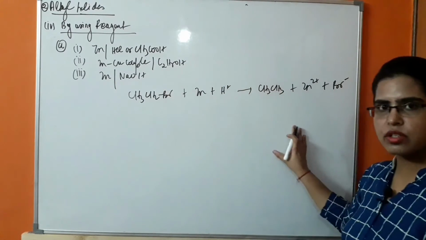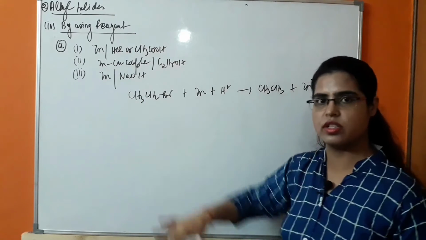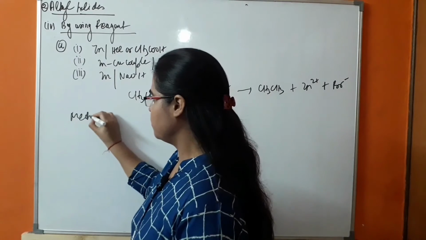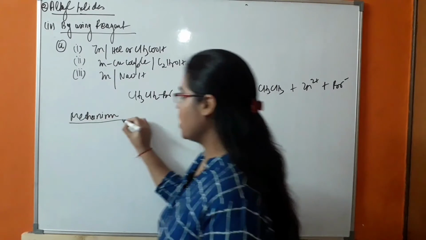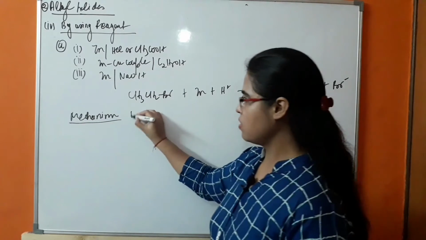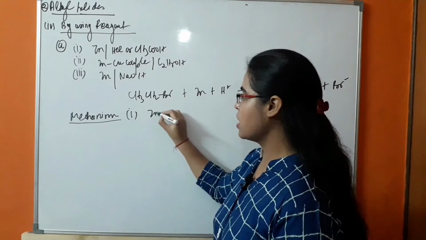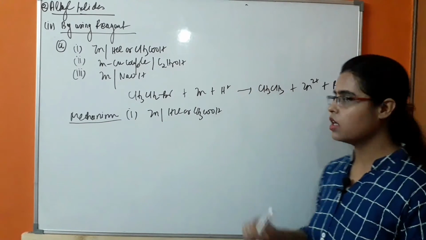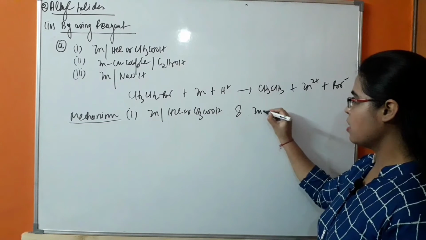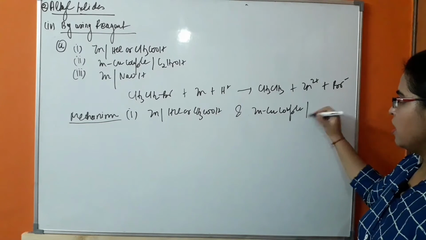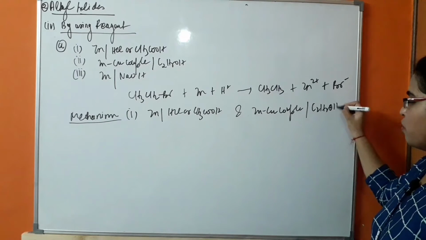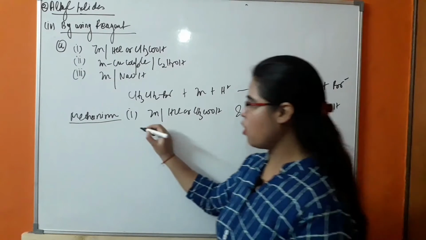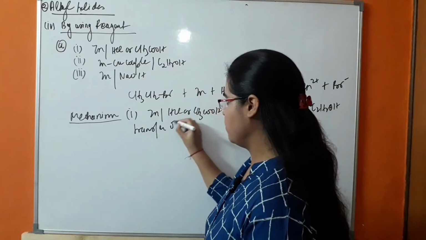So this is a general reaction which is represented by all these three reagents. But what will be the mechanism behind this general reaction? So the mechanism given by these reagents, in the first case, when the reagent, that is zinc in the presence of HCl or acetic acid is used, and either zinc copper couple in the presence of C2H5OH is used, then the mechanism will be same. Okay? Mechanism will involve transfer of electron.